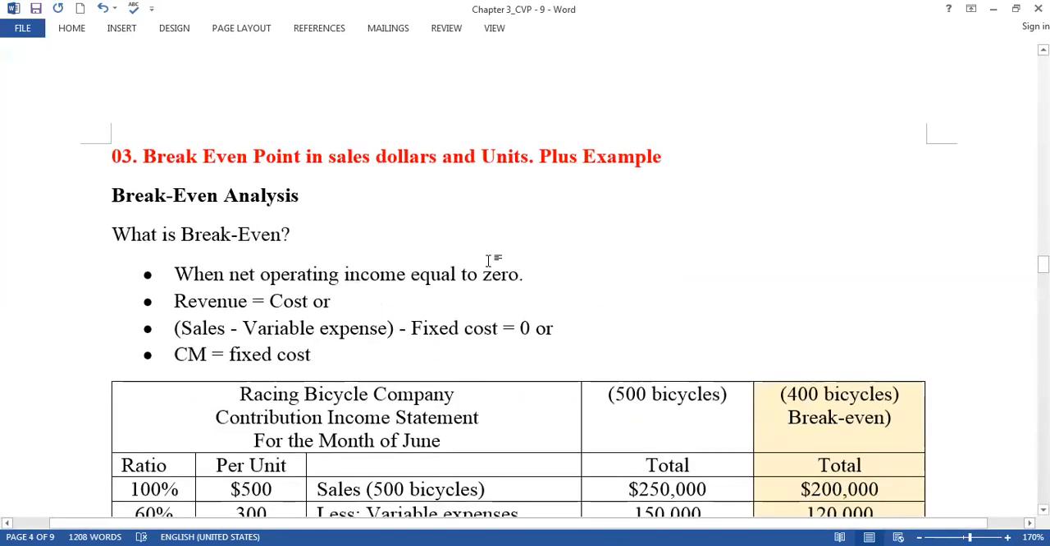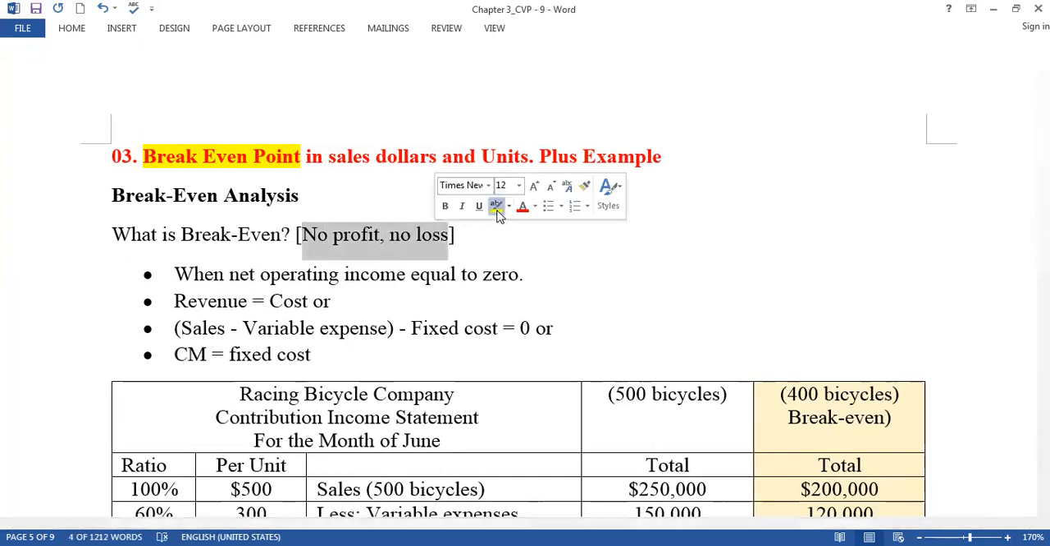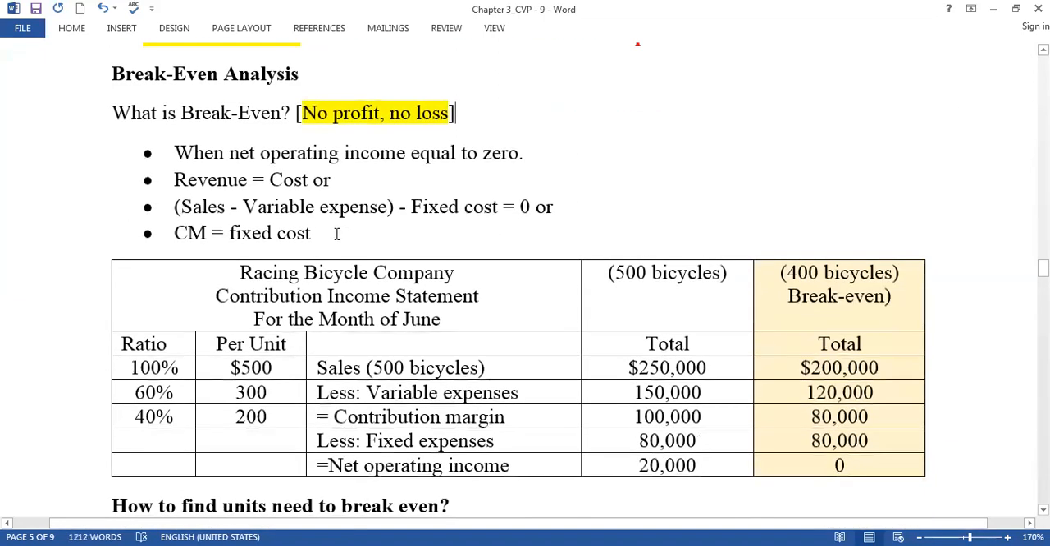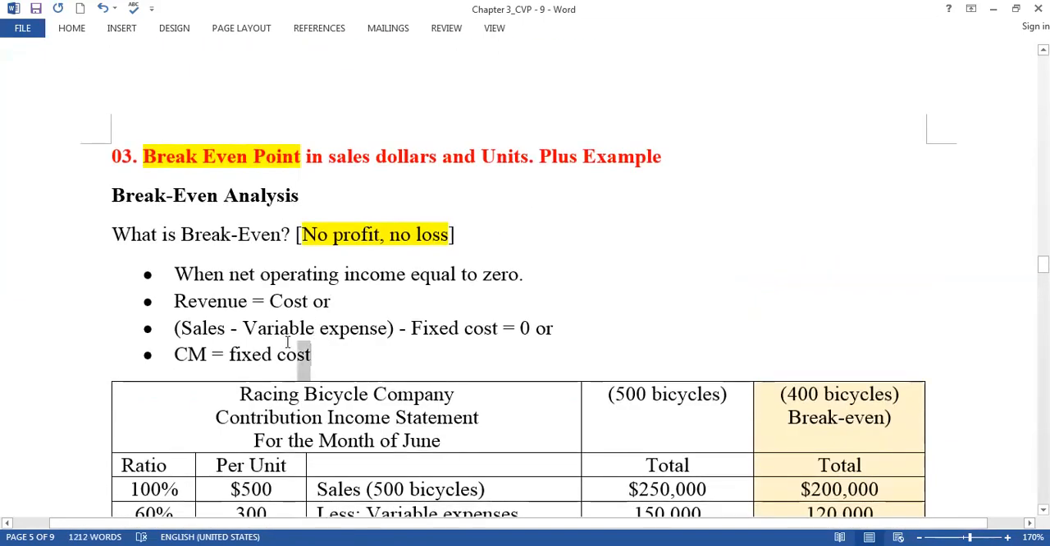Now, the next topic is about break-even points. So break-even, what is the meaning of break-even? Actually, I already told you that break-even means no profit, no loss. So we have to find a point. At that point, we do not have any profit, we do not have any loss. And there are several formulas to make sure that we have no profit, no loss.